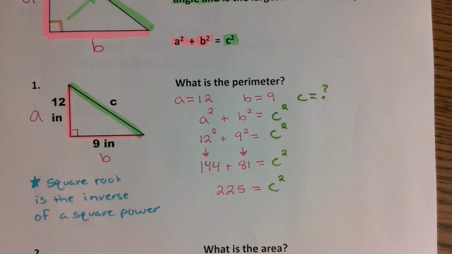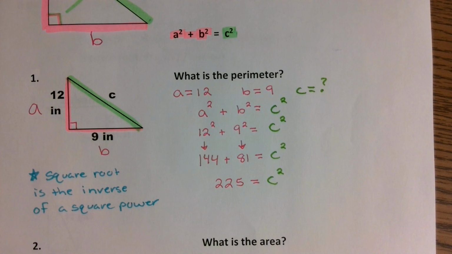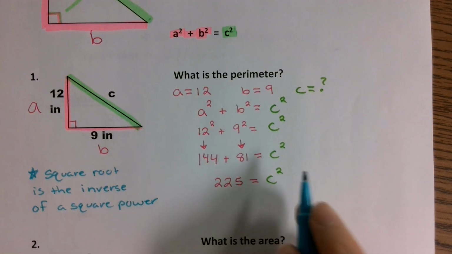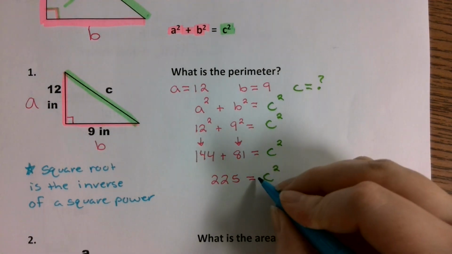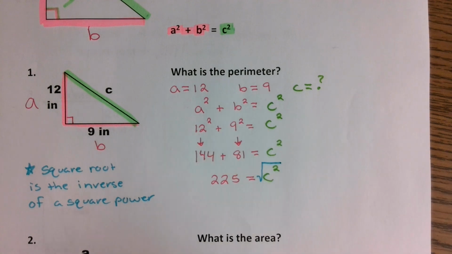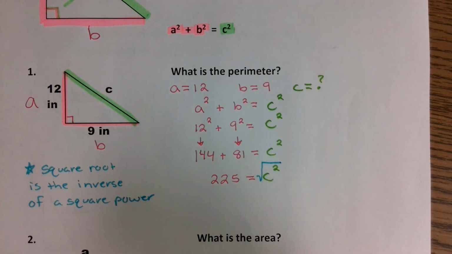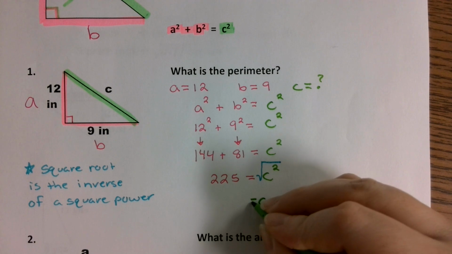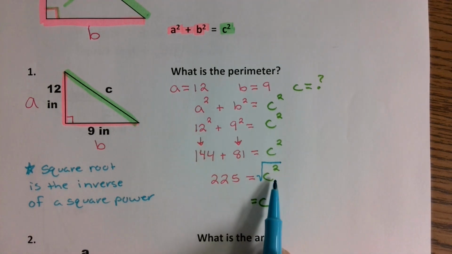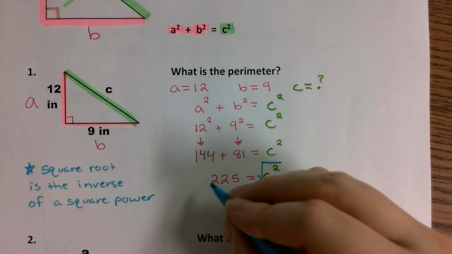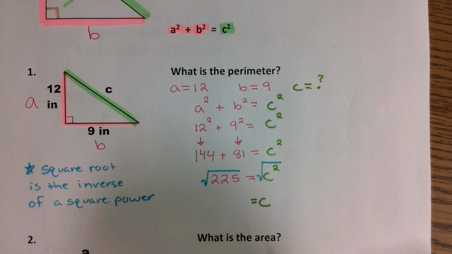The square root will be the inverse of a squared power. So in order to get c isolated, I would have to take the square root of c squared, and that's going to leave me with just c. But if I do that to one side, I must do it to the other side. So I must take the square root of 225.